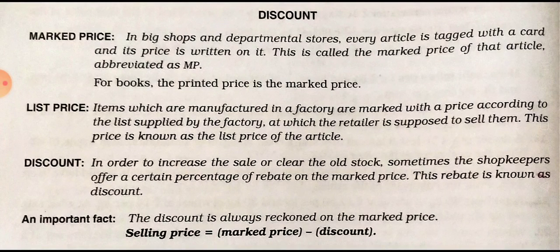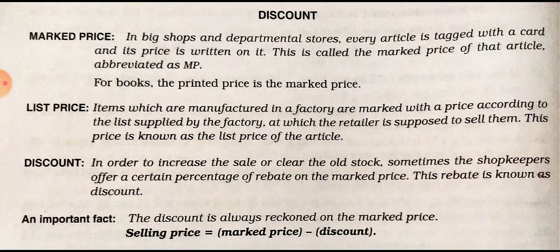In big shops and departmental stores, every article is tagged with a card and its price is written on it, and this is called the mark price of that article. For a book, the printed price of the book is called its mark price. Now let us discuss list price. Items which are manufactured in a factory are marked with a price according to the list supplied by the factory at which the retailer is supposed to sell them, and this price is known as the list price of the article.